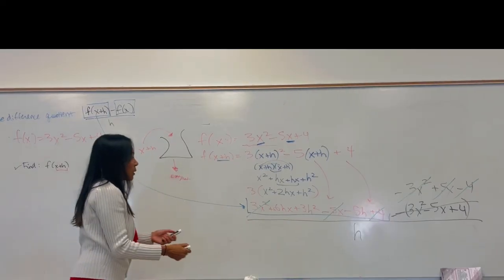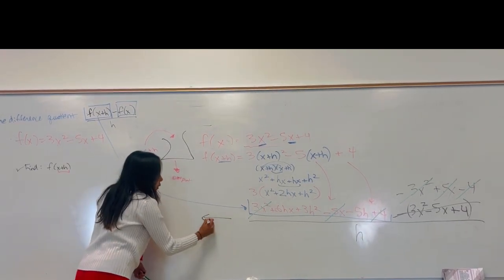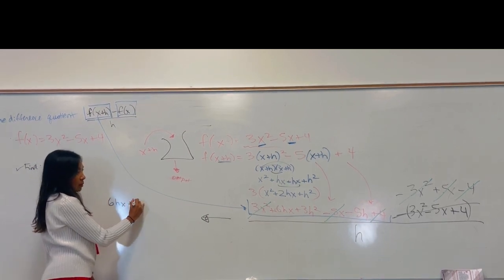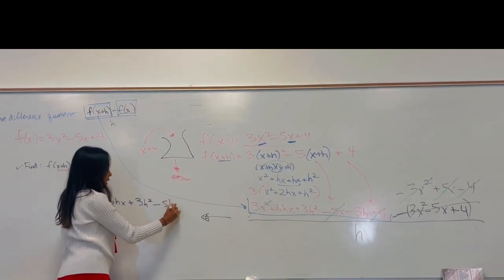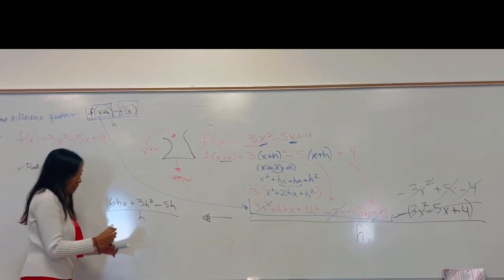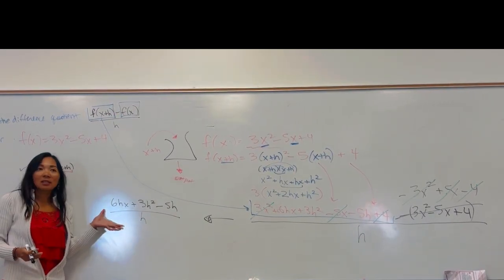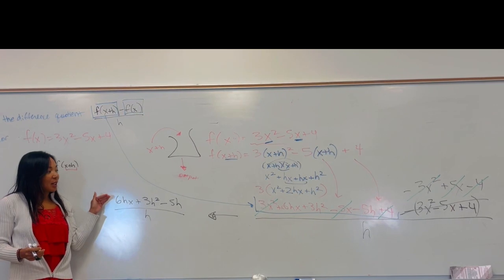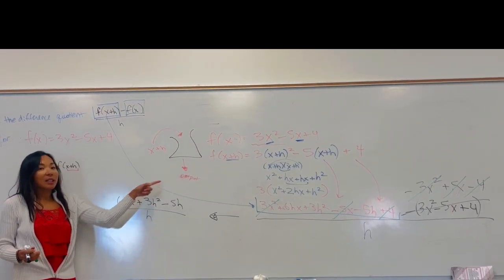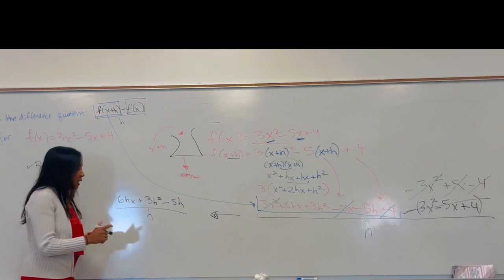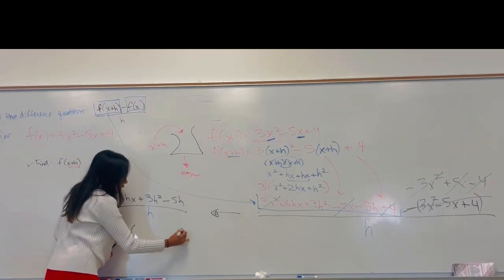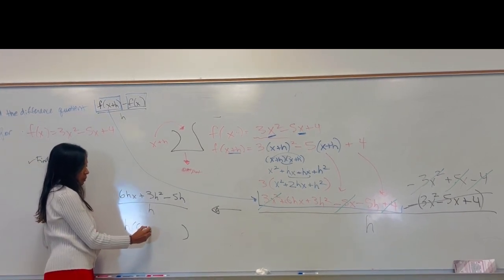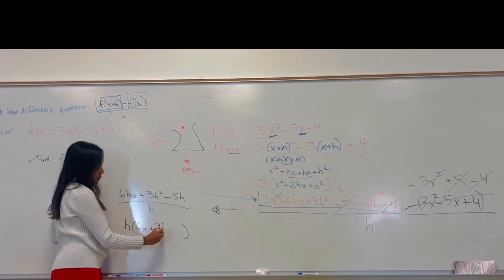So out of this huge mess, I end up getting what's left over: 6hx plus 3h squared minus 5h, all over h. Is this a simplified fraction? No. What can I factor out on top? What does the top have in common that can be factored out? h. Factor out the h. If I factor out the h, what do I get inside? 6x plus 3h minus 5.